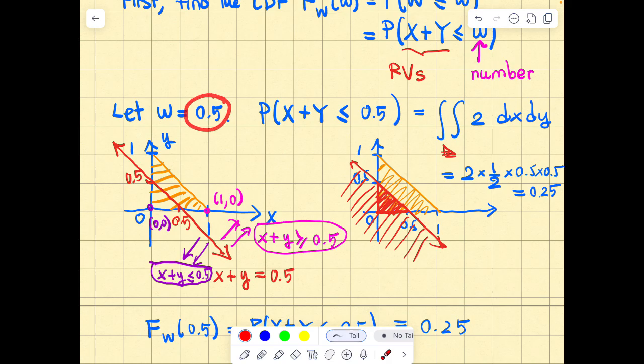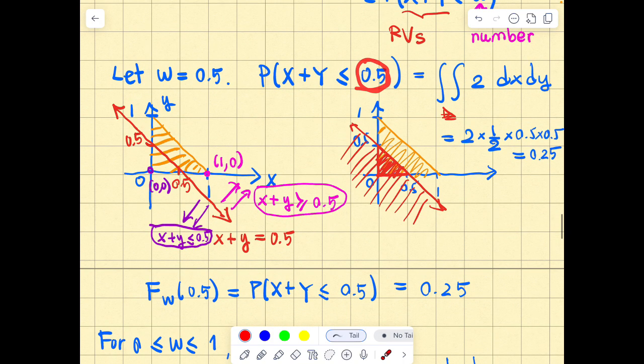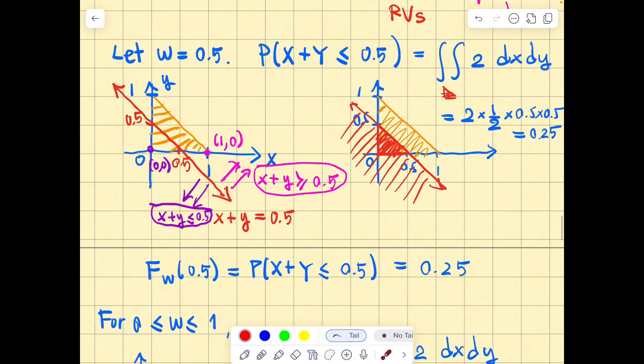Okay, so let's take a look at some number first, so we understand what's going on. For example, let's take 0.5. So we want to find the probability that x plus y is less than or equal to 0.5. Okay, so let's take a look. Remember this orange triangle. This is where the joint PDF is non-zero. So let's see, x plus y equal to 0.5, right? Because we are looking at this event, x plus y less than or equal to 0.5. But let's find this first.